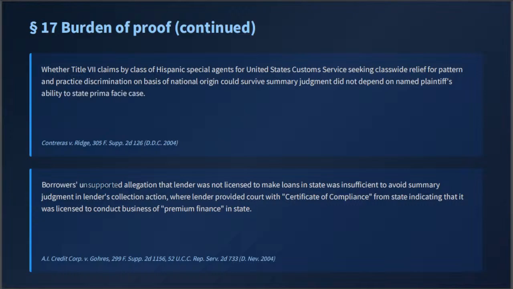Borrower's unsupported allegation that lender was not licensed to make loans in the state was insufficient to avoid summary judgment in lender's collection action, where lender provided the court with a certificate of compliance from the state indicating that it was licensed to conduct the business of premium finance in that state. That's from AI Credit Corp. versus Gores, and that's in Nevada, 2004. Let's see some more of these cases. Again, these are from a 2008 supplement.